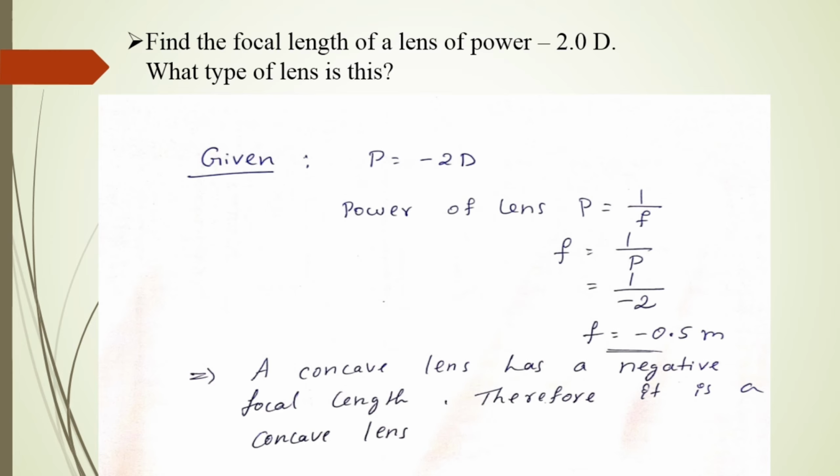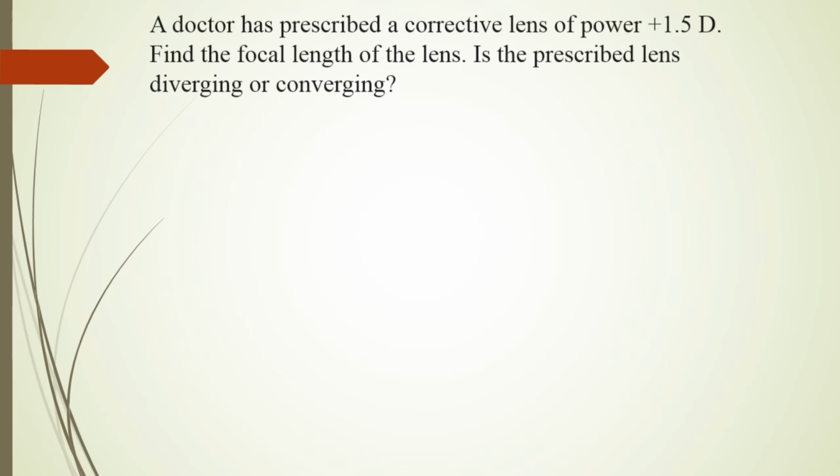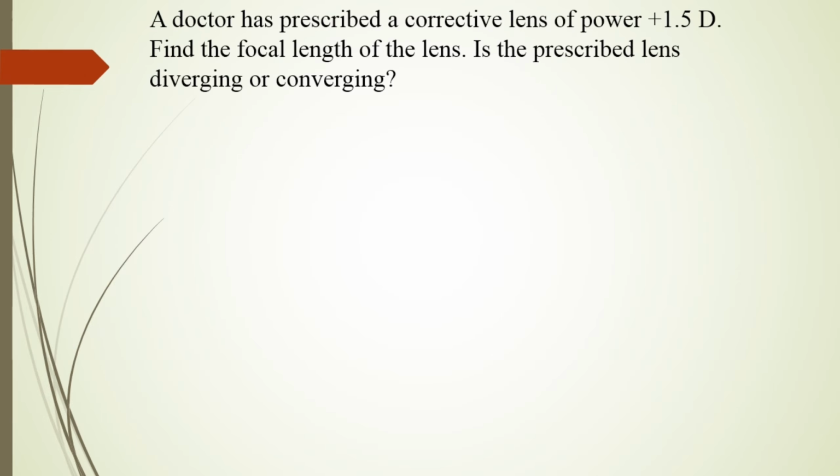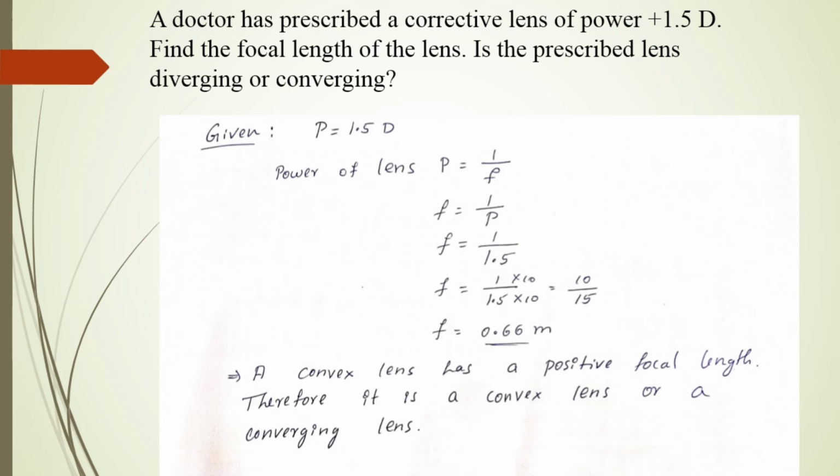Next problem. A doctor has prescribed a corrective lens of power plus 1.5 diopter. Find the focal length of the lens. Is the prescribed lens diverging or converging? So here what is given? The power of the lens, that is 1.5 diopter. So in the problem the term is 1.5 D. D means diopter. It is the unit of power. So the power is given as 1.5 diopter. Find the focal length of the lens. So f we have to find.